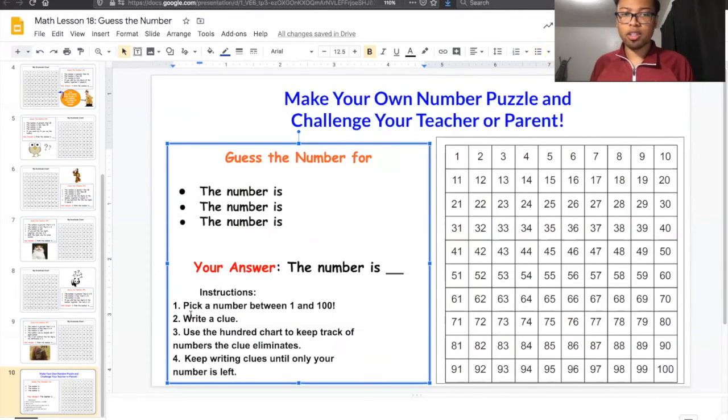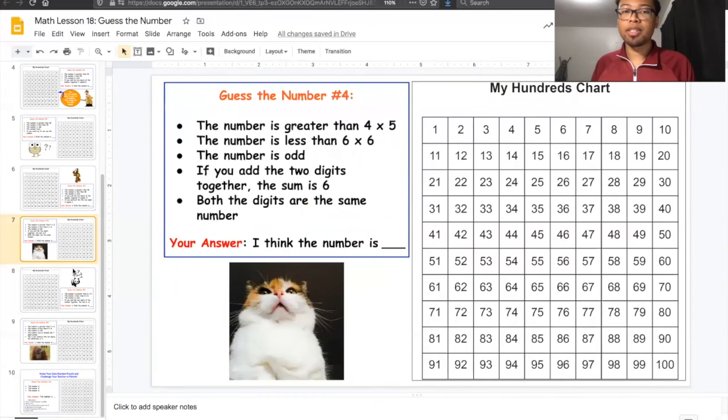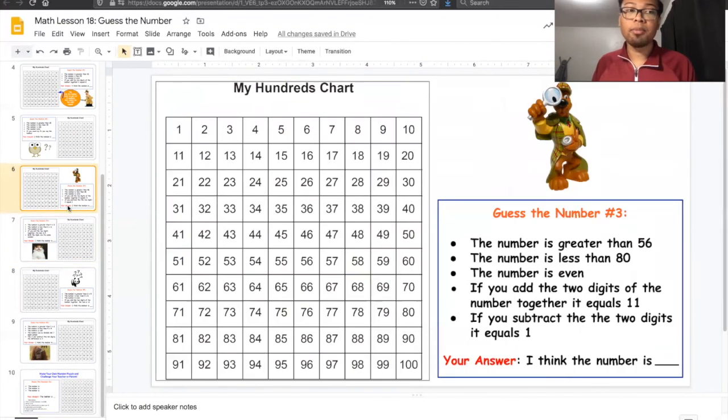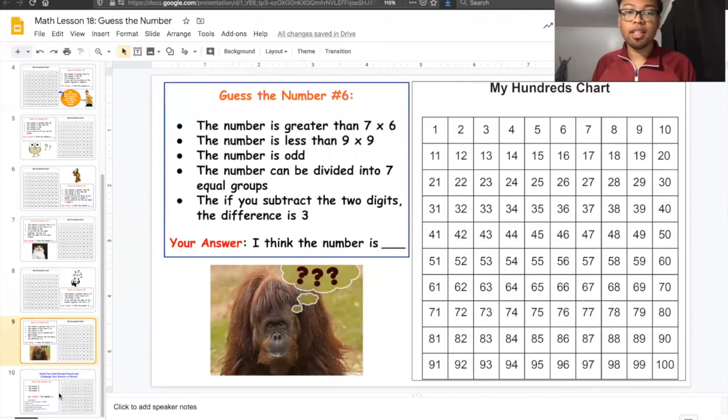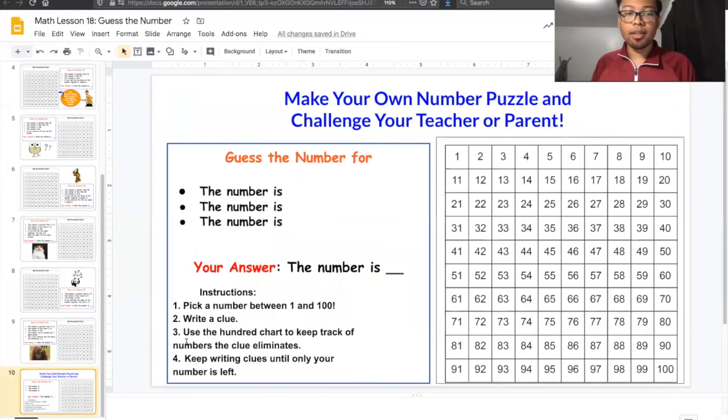So the instructions are, you just pick whatever your favorite number is, 1 to 100, then start writing in clues. The number is less than 100, but the number is greater than 8. I also use some cool examples in some of these. You can use multiplication in some. You can use some really weird hints, like you have to subtract the two digits to get it. And you're just gonna have to keep writing clues until you can easily guess your number.